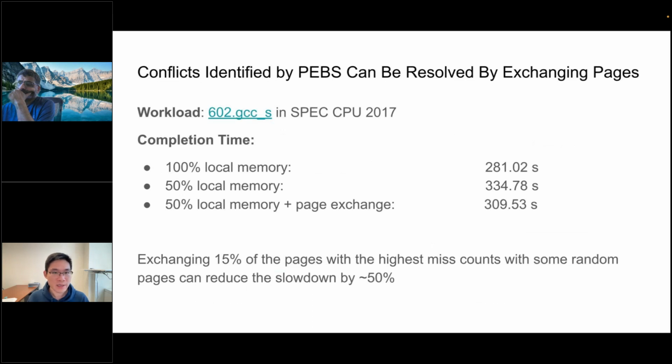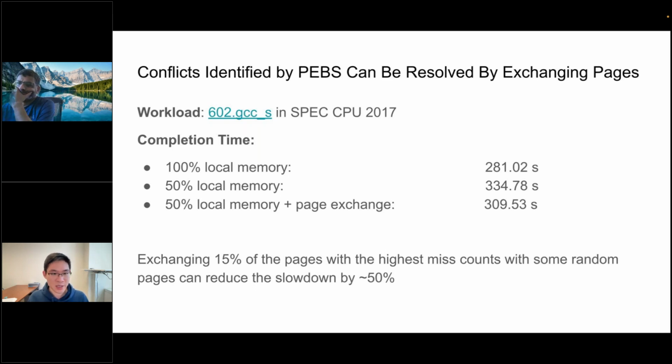Using this tool, we apply this page exchange technique to one of the workloads in the SPEC benchmark. It's a GCC workload, basically using GCC to compile itself. We measure the completion time on different settings. For example, we measure the completion time when the DRAM size, or the local memory size, is 100%. In that case, all of the data can fit into DRAM, so this is the best completion time we can get.